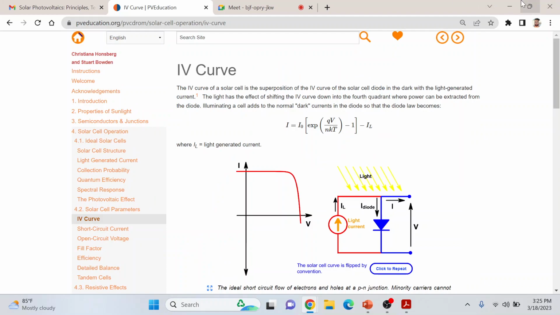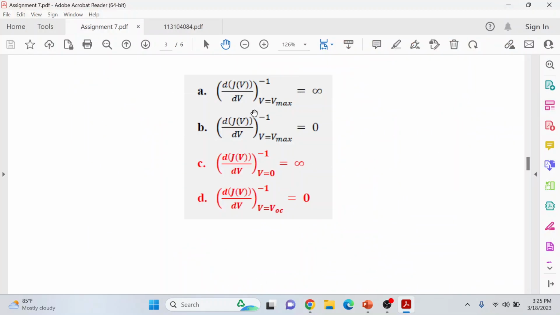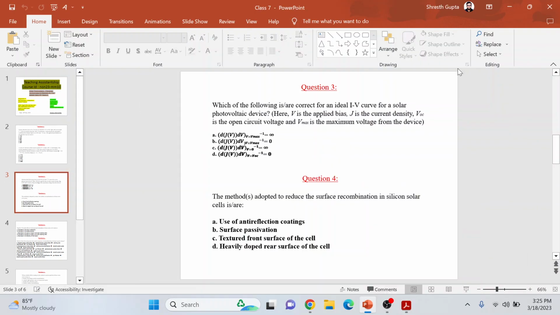If we take the tan theta of that, then this comes out to be infinity, and this comes out to be 0. But in these options, they were written reversed, so you can even remember it. When V is equal to 0, then only dJ/dV can be infinity, and when V is equal to Voc, then only dJ/dV is equal to 0. These two parameters are not possible. So this is a very straightforward question that you can remember. Let's move to the next question.